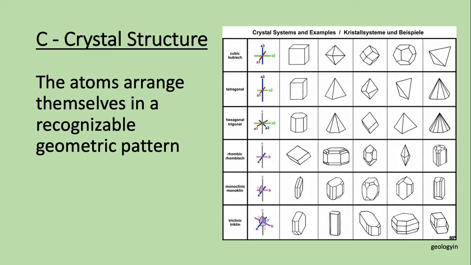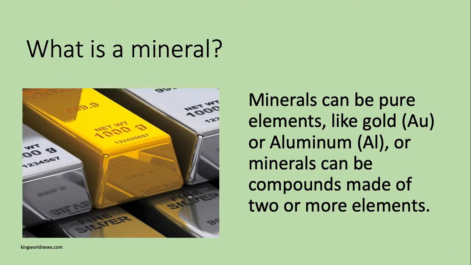The first C is for crystal structure. The atoms arrange themselves in a recognizable geometric pattern. Take a look at the top. You've got cubic. That is the simplest one, and it gets more complicated from there. If a mineral has cubic crystal structure, that means its atoms arrange themselves into cube shapes, but then the mineral itself will also arrange itself into a cube shape at the visible level.